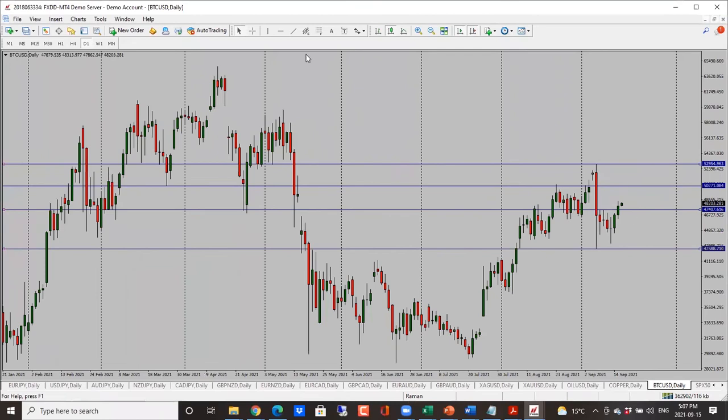Bitcoin making some gains here. Price went through the resistance as we had discussed, but it is again into resistance, a bit of a resistance here, but looking bullish if it makes through it. Next target here is 50,250. So bullish bias for Bitcoin.